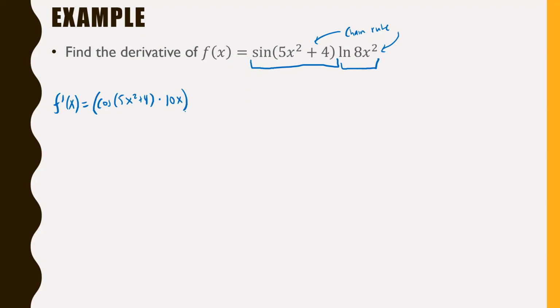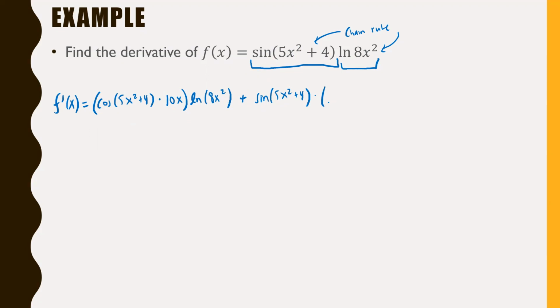Now we have to times by the second piece. The second piece is just ln 8x squared, nothing we have to do with that. That's just the second piece. Plus, because product rule says you got to add these together, plus the original piece, which is just sine 5x squared plus 4, times by the derivative of the second piece.